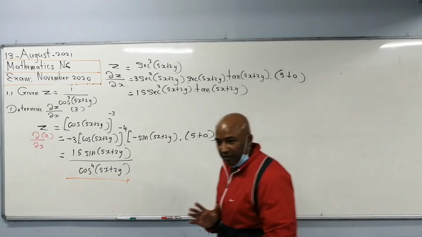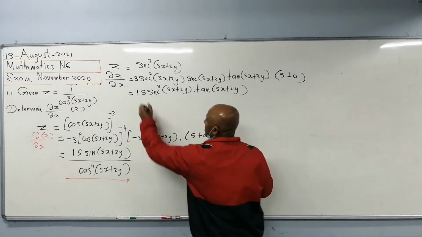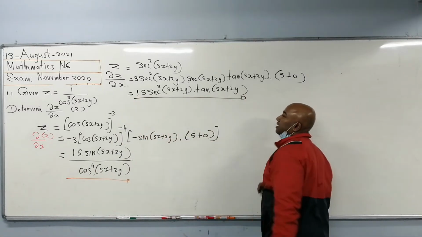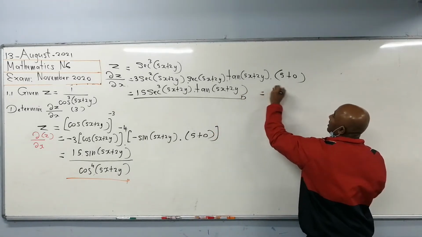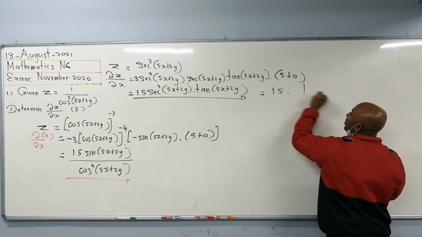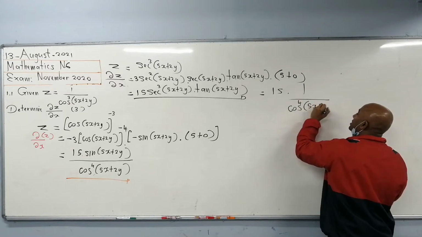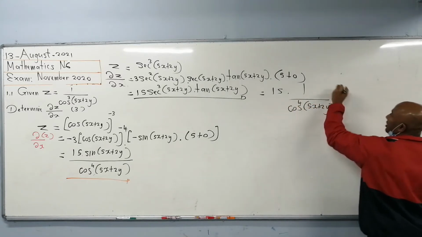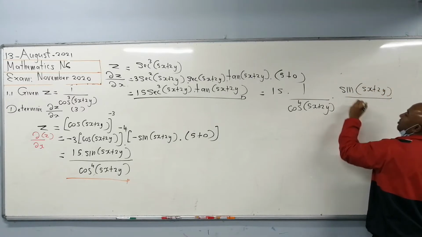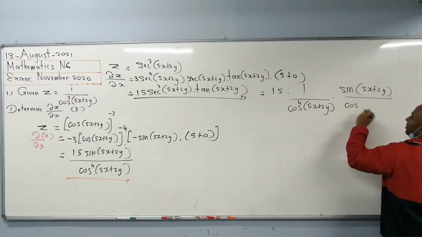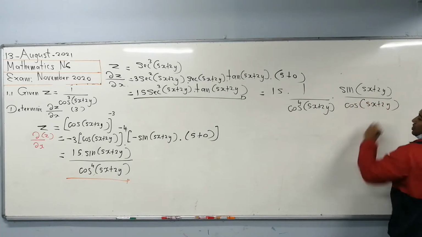If you wonder why the answers are looking different, remember this is fine, isn't it? It's perfect. But if you're wondering, let me just show it to you. Okay, so that 15 sec can be written as 1 over cos to the power 4 of 5x plus 2y, and tan can be written as sine of 5x plus 2y all divided by cos of 5x plus 2y.